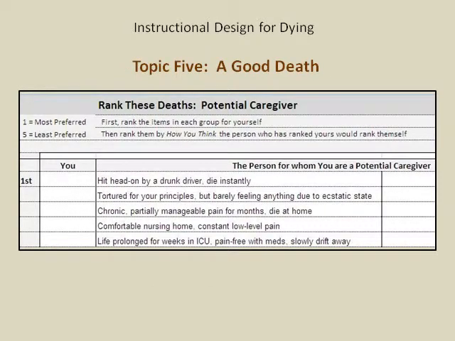If you would like to explore what someone else might think about your preferences, next, whenever you can, ask someone who could be playing a caregiver role in your dying process to rank these deaths. A spouse or a partner, children, best friend, or a hospice worker or volunteer. Ask them to use the 2nd tab, Caregiver, to rank the items as they would for themselves, and then as they think you would rank them.